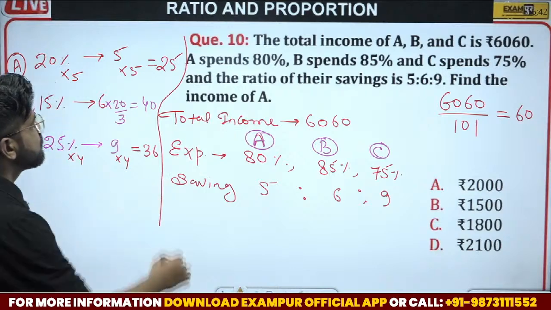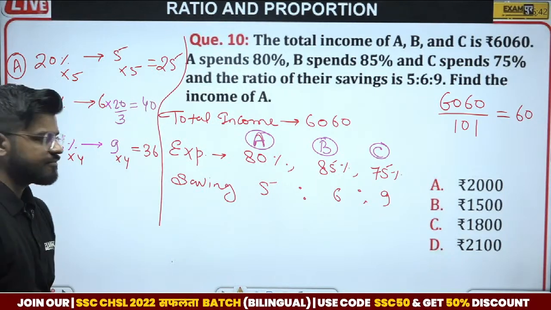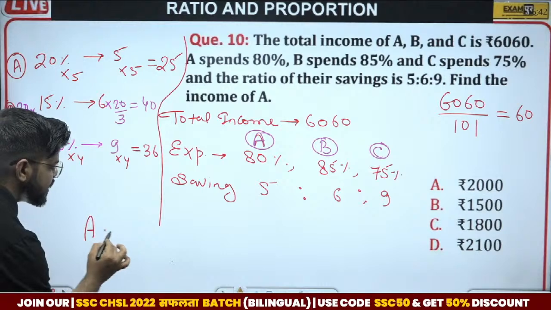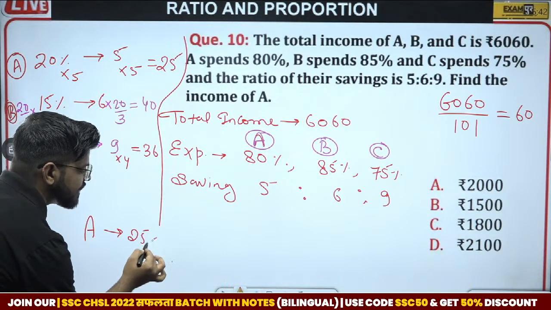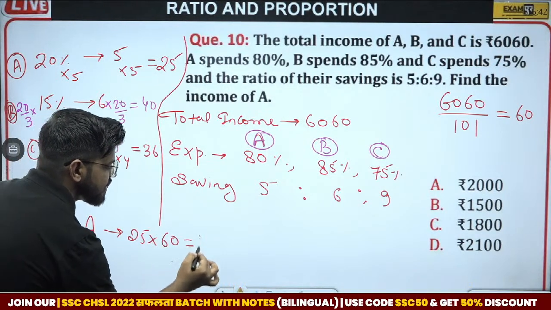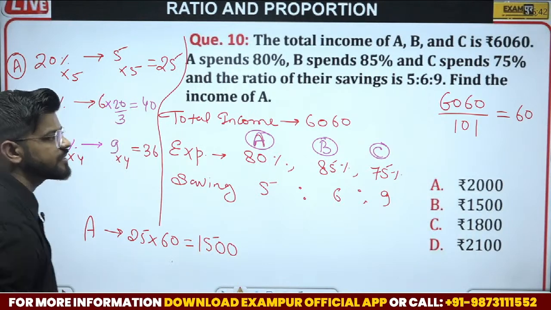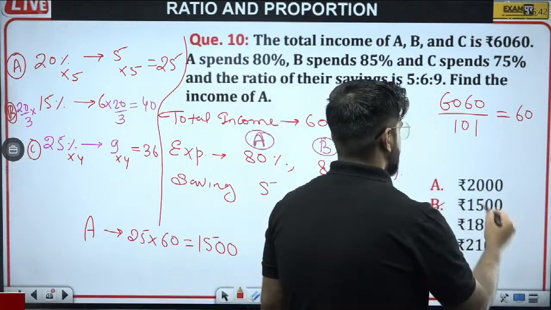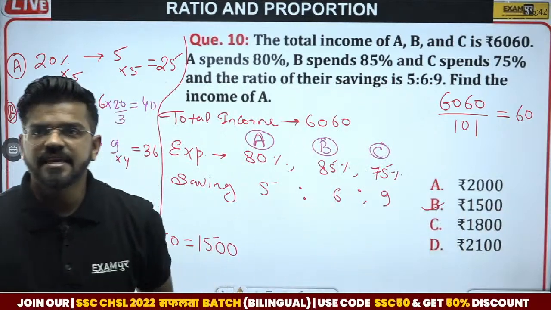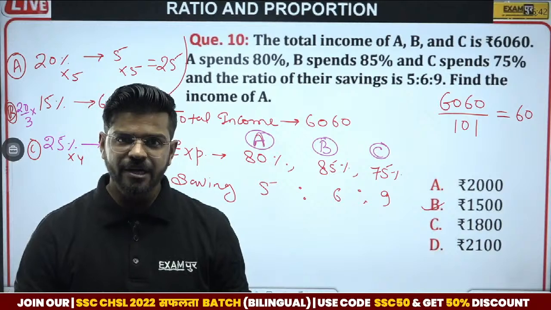Find the income of A. What is A? A is 25. Multiply by 60. So 25 6s are 150 and 0 as it is. 1500 is my answer. Yes or no? Clear to everyone?